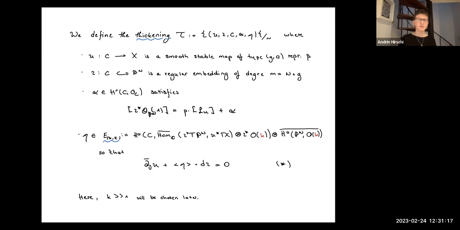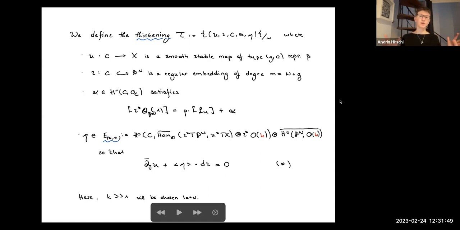So our thickening will essentially consist of smooth stable maps of our given type, representing our given homology class, and some additional pieces of data. We are also given a framing of C into a uniform projective space, Pn, which is supposed to be of degree n+g. And this is actually the degree of our line bundle LU tensor P times with itself.